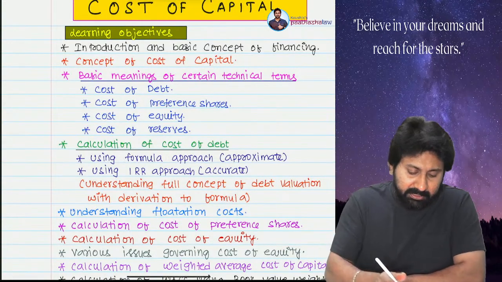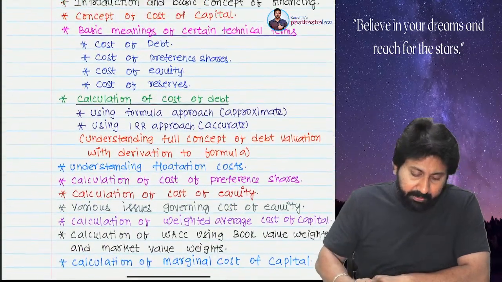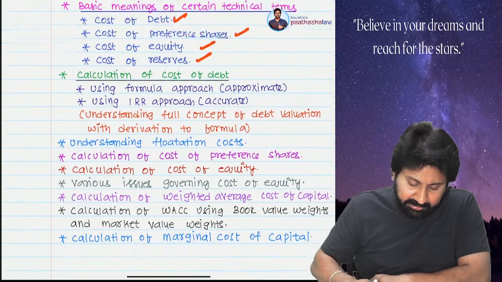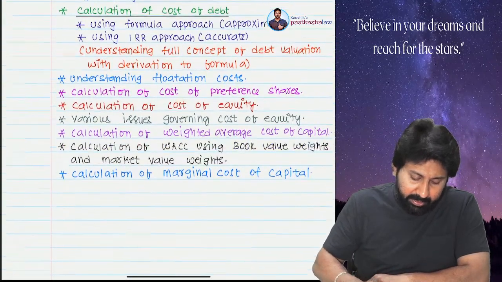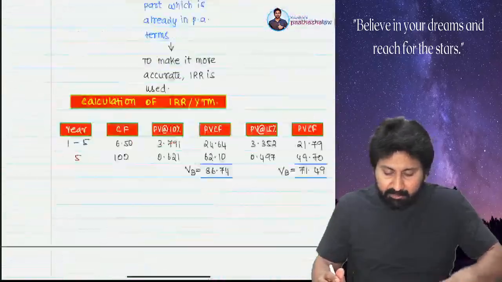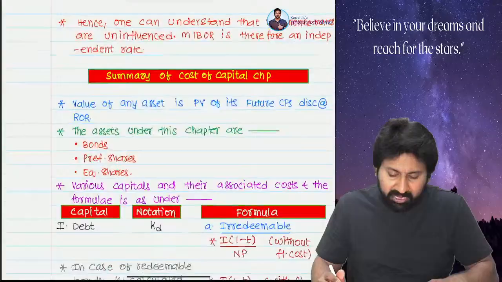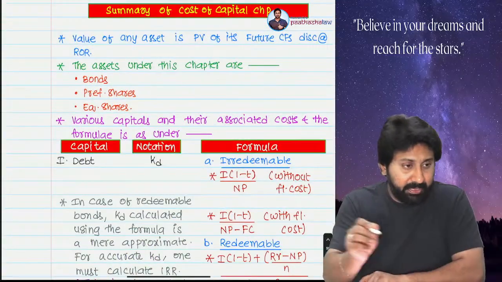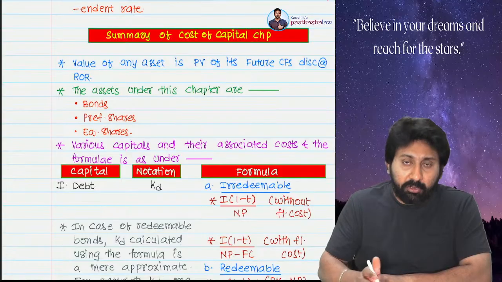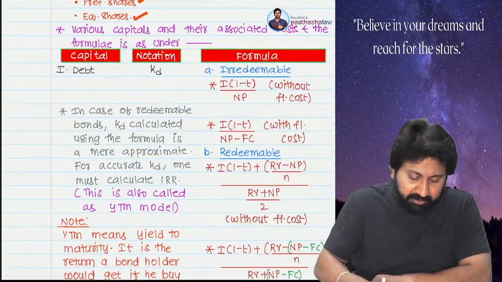Okay, let's begin. With regard to the cost of capital chapter, the main concepts are cost of debt, preference, equity and reserves. I will first explain the summary of the chapter. If you understand this summary, that is more than enough from the exams point of view. So what is this cost of capital chapter? It talks about valuation of cost of debenture, cost of preference share and cost of equity shares.